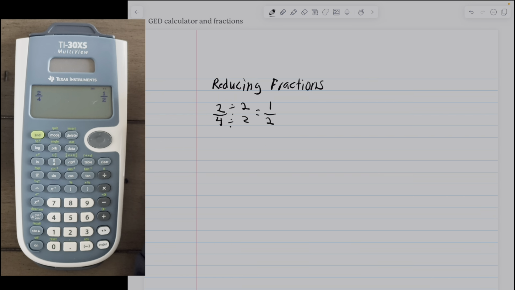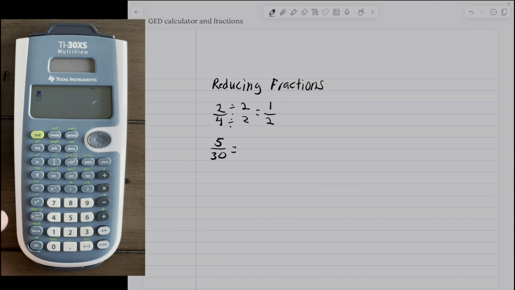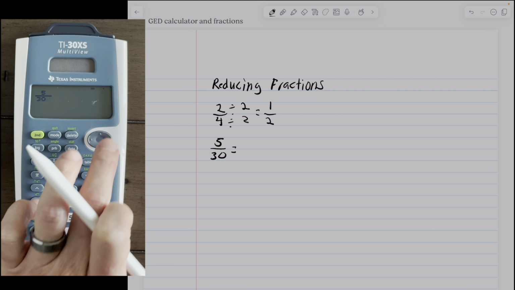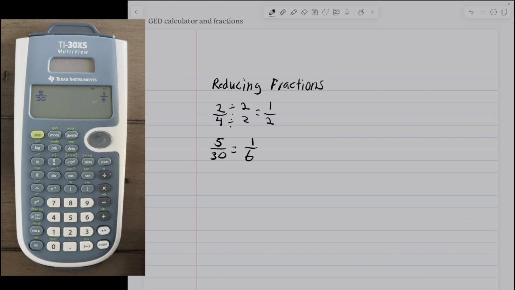Let's try another one. Let's try 5 over 30. So I'll clear this out, hit my N over D, 5, arrow down, 30, arrow out, enter. Reduces it for us, 1 over 6. Okay, so the calculator makes reducing fractions really easy. Take advantage of that when you're taking your test. I've got a worksheet down in the description below that will have you practice reducing fractions. So you'll get some practice with that in your calculator.